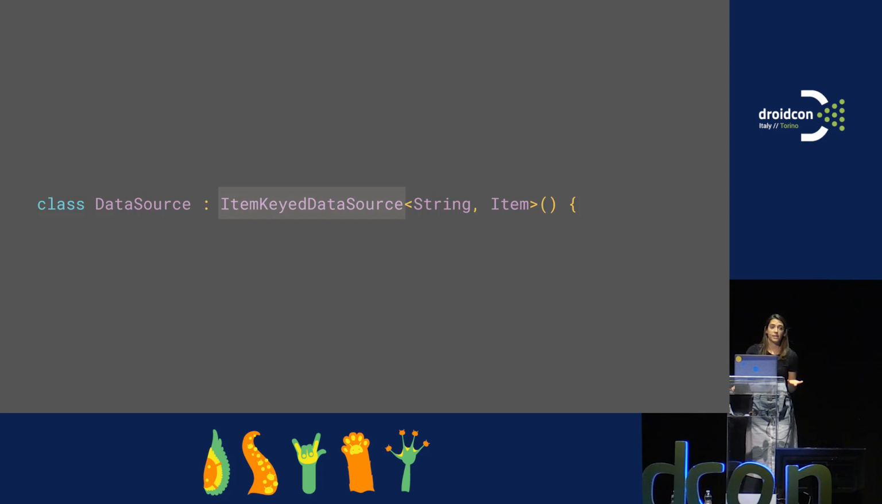So this means that in our data source, we would implement an item keyed data source based on the string. Here, the string is the key that we're using, but it can be whatever you need. And then the item that we need to return.